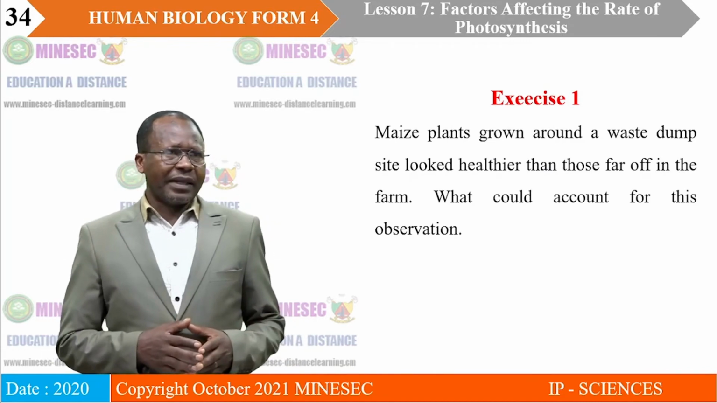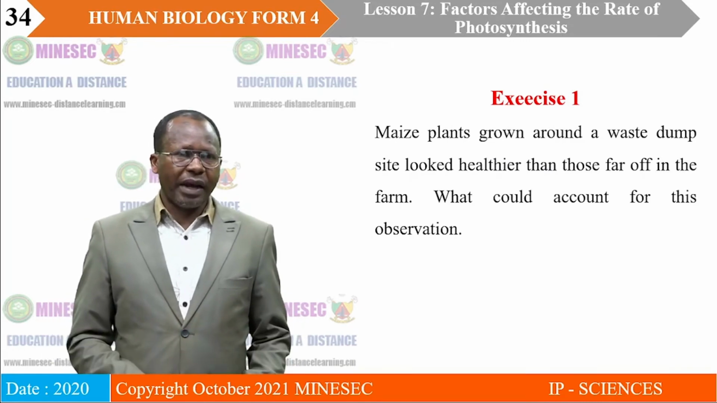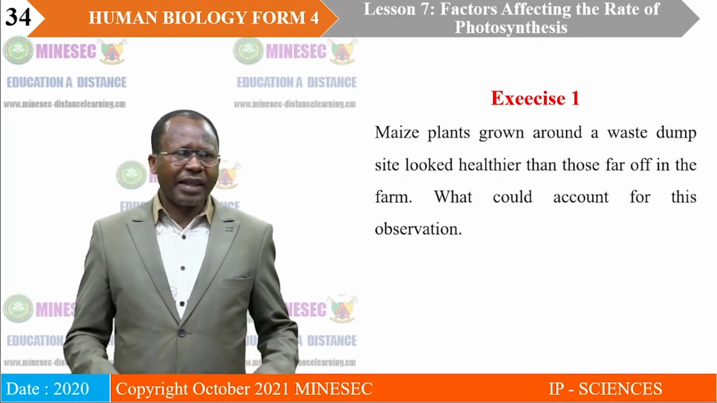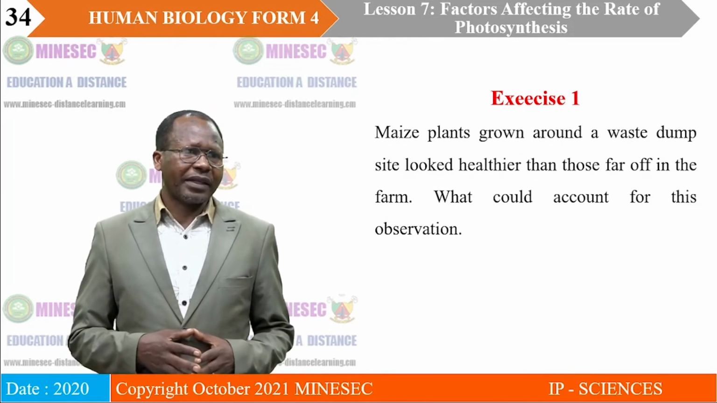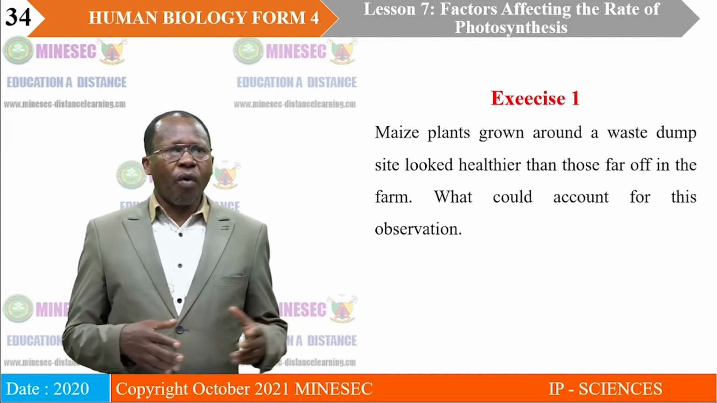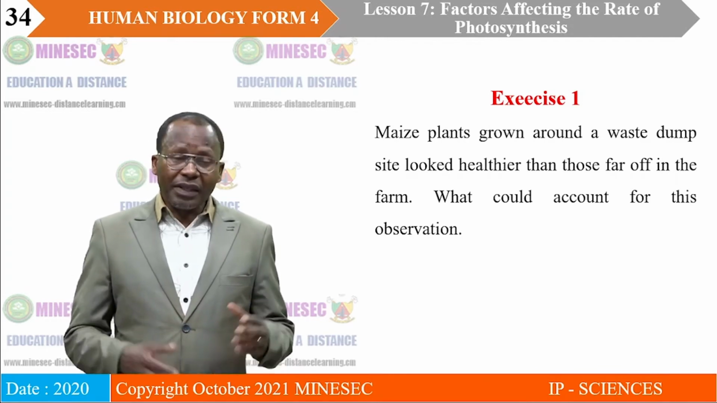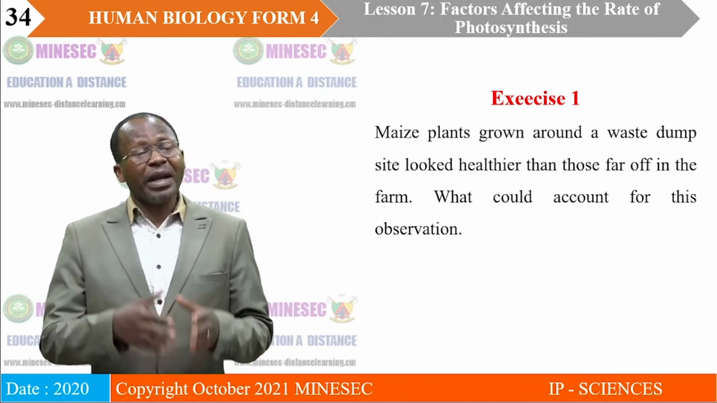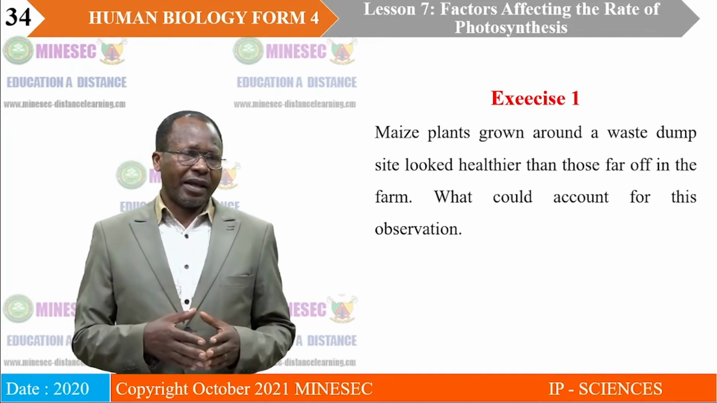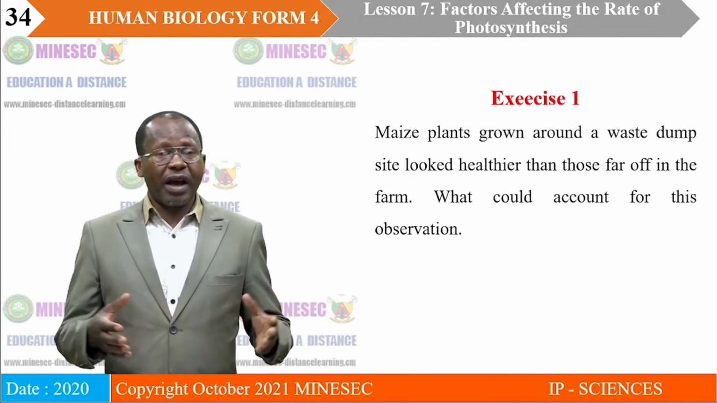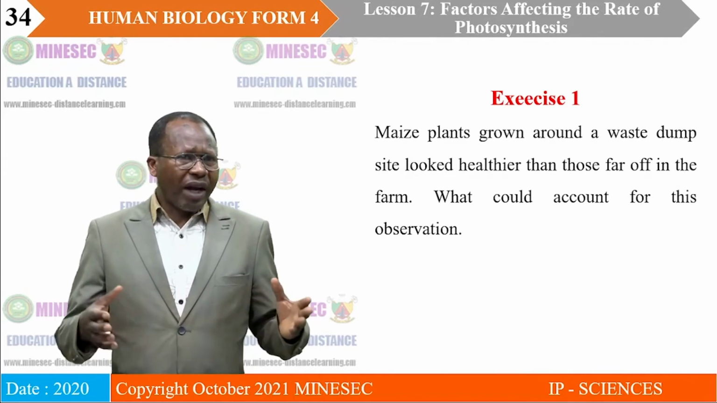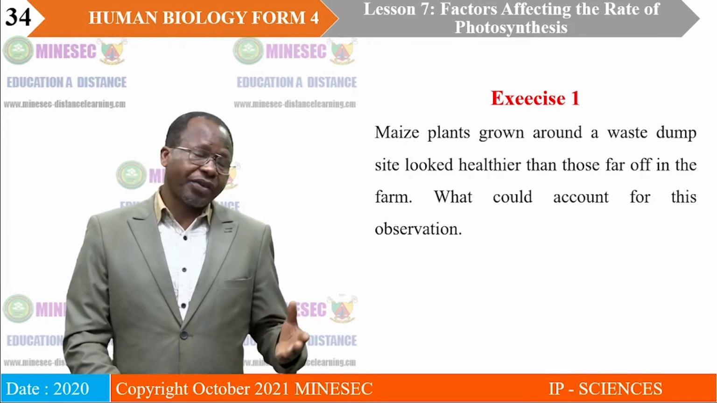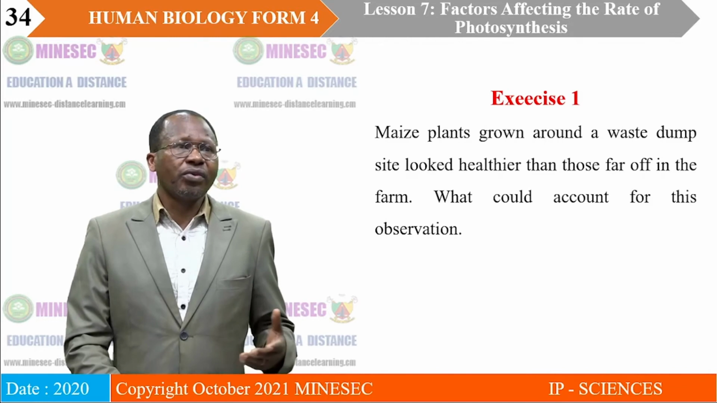Let us look at this exercise and see what we could say about it. Maize plants grown around a waste dump looked healthier than those far away from it in the farm. What could account for this observation? This means that there's a farm near a dumping site, but the maize plants that were growing near that waste dump are healthier. But further in the farm, the maize plants are less healthy. So what could account for this observation? Maybe on passing, a farmer asks you as a human biology student, what would you say?